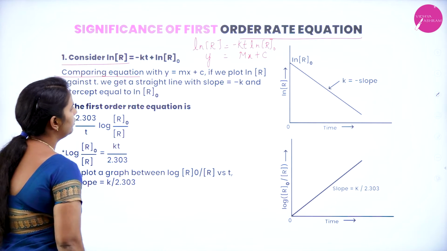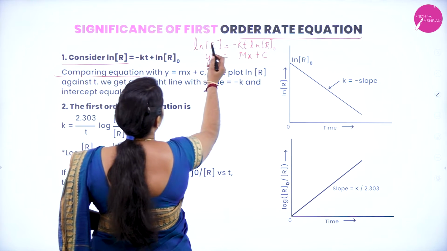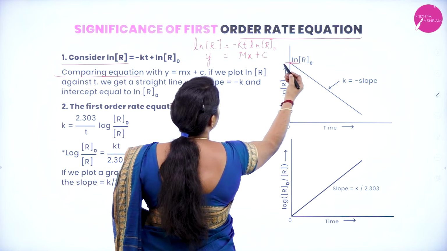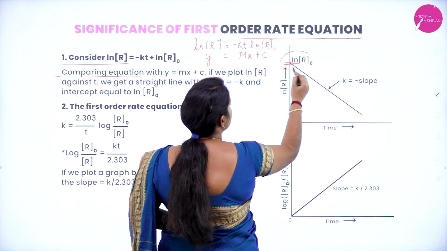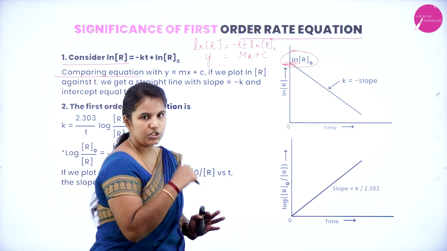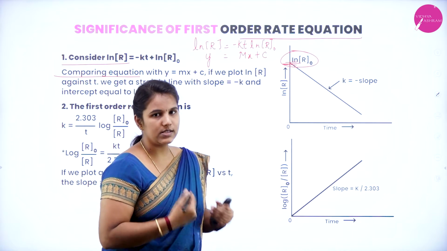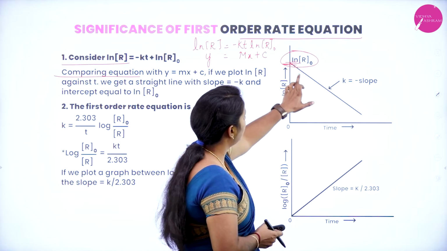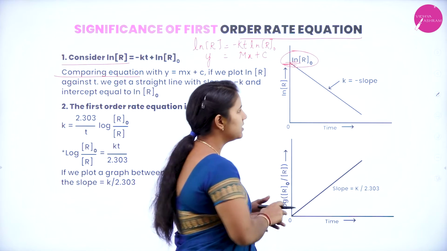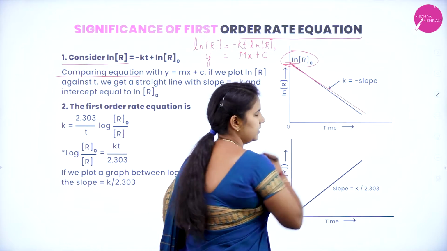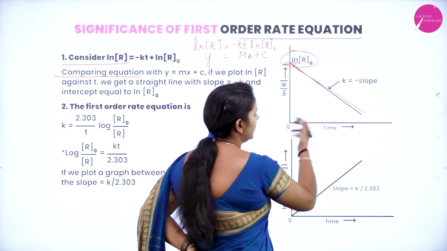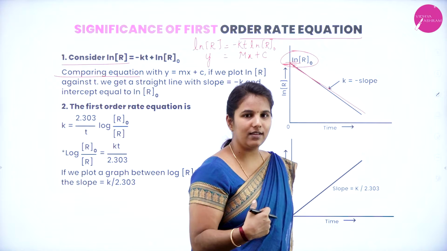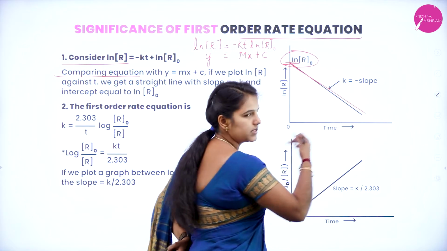Here you will plot ln R versus time. At the initial stage, ln R naught, which is nothing but the initial concentration of the reactant, is the starting point. As the time passes, the reactant concentration decreases and you will get a straight line like this, because the concentration of the reactant decreases as the time passes.